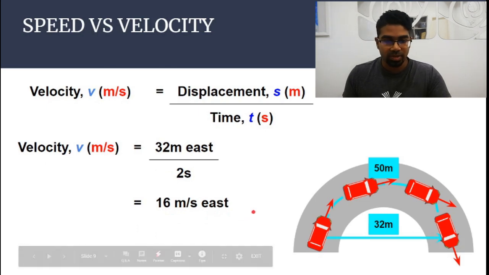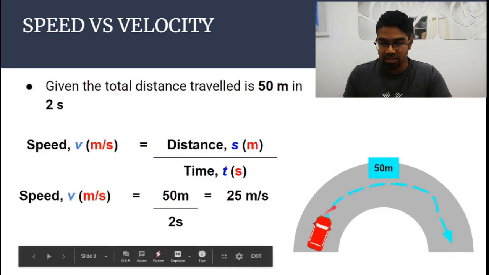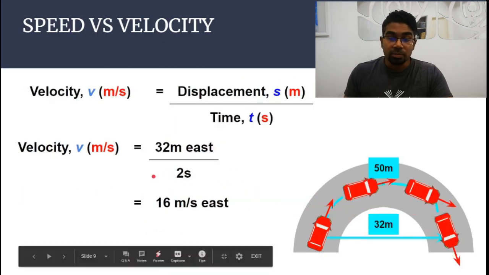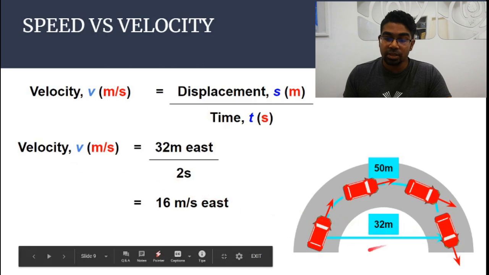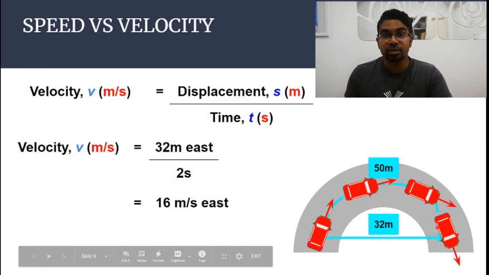Okay, let's just compare back with speed again. For speed, we just take the whole distance, direction doesn't matter. Distance over time, we get 25 meters per second. That means the car is moving at 25 meters per second all the way. But for velocity, the car has moved a total displacement of 32 meters east, and so the total velocity of the car is 16 meters per second east. That is the total velocity. The velocity is changing at every second, right?